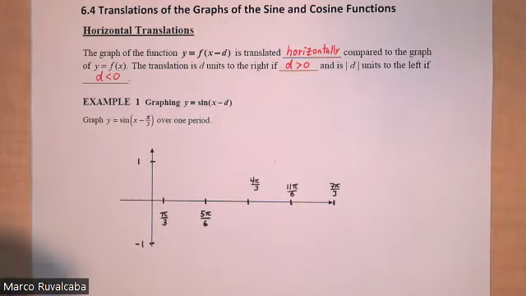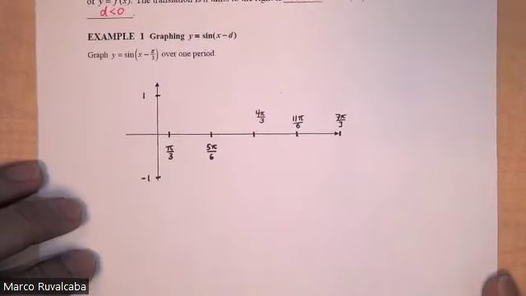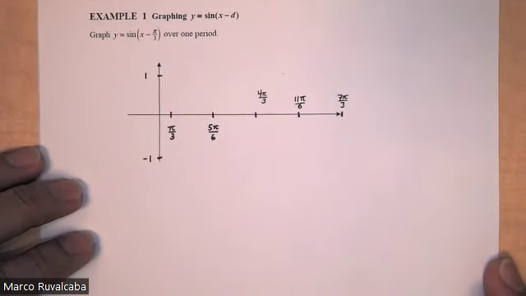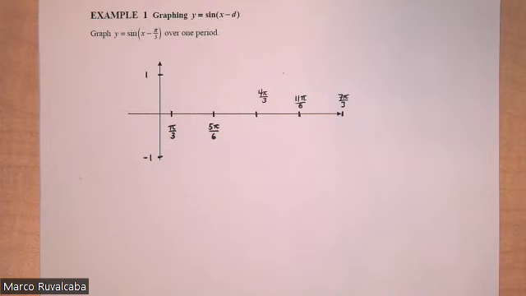Okay, so let's start off with this example here. Graph y equals sine times x minus pi thirds over 1 period.